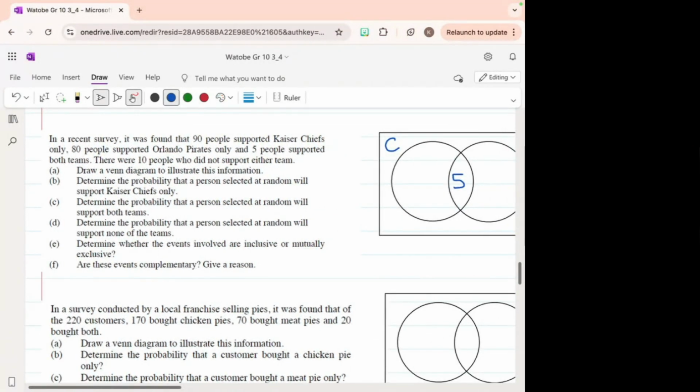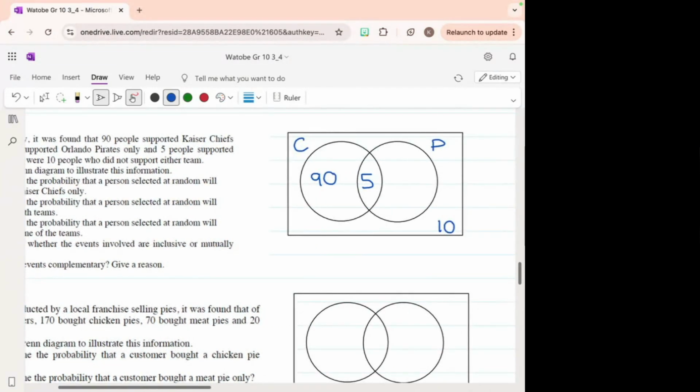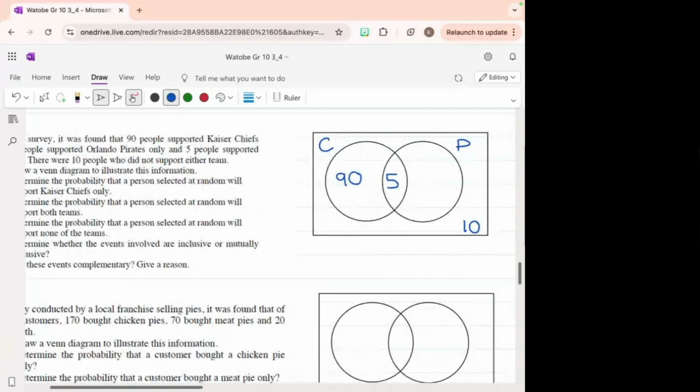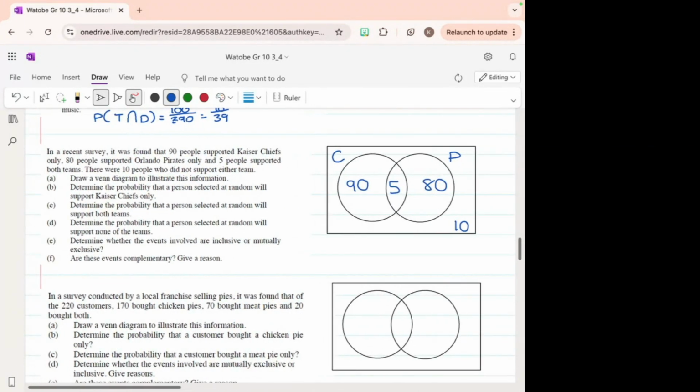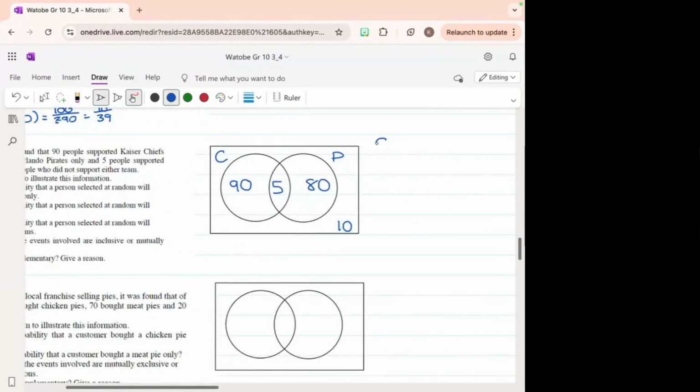90 people support Kaizer Chiefs only. So 90. 80 people support Orlando Pirates only. So 80. So what's my total S on the outside here? S is going to be equal to 90 plus 5 plus 80 plus 10. Do you agree it gives me 185? Awesome.